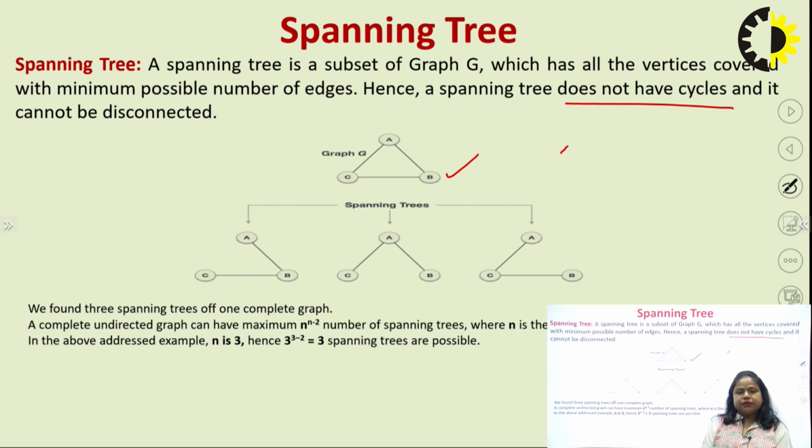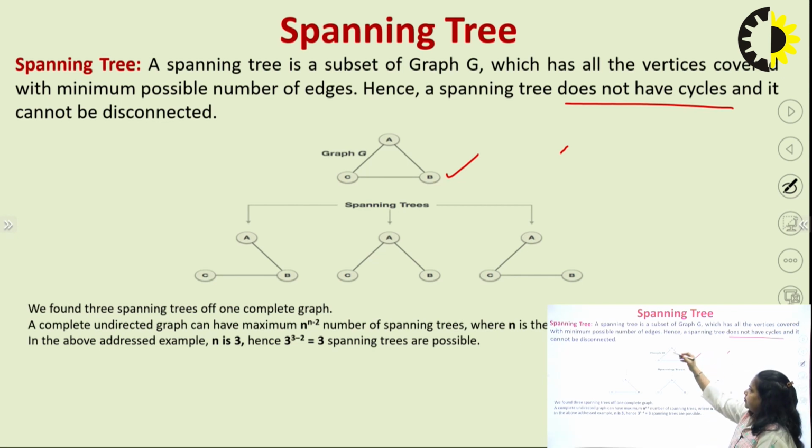So the proper definition of a spanning tree is that a spanning tree is a subset of a graph G in which we have to cover all the vertices with the minimum possible number of edges, and it does not consist of any cycle and it cannot be disconnected. So you can see the example.